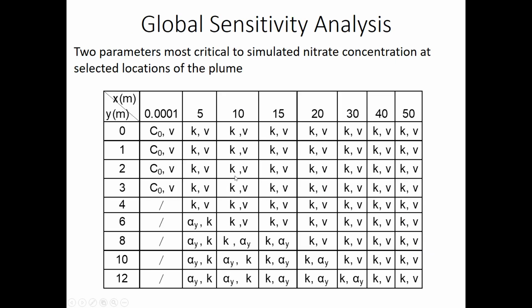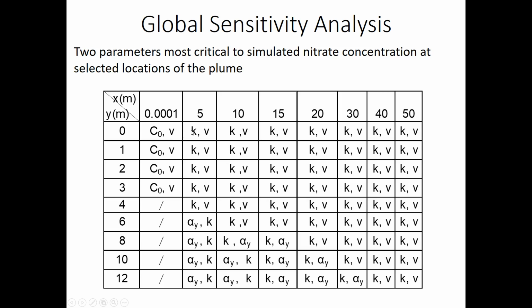So you can tell, again, we just list the two most important parameters, and K is the denitrification rate, V is groundwater seepage velocity. You can tell those two are always important. And we also have the dispersion coefficient in the transverse horizontal direction. It's important on the edge of the plume, and near the source plane, C0 is important. Of course, C0 determines how much nitrate or nitrogen is going to enter the system.